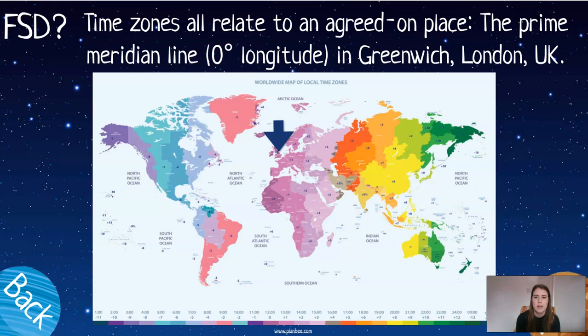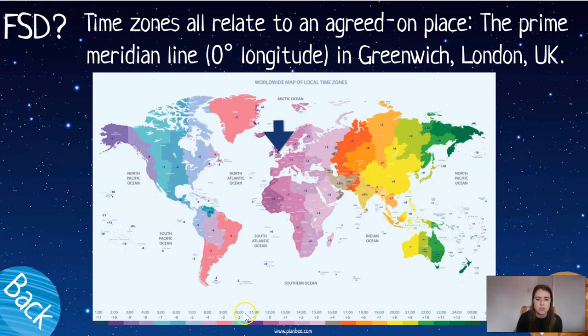So the time zones all relate to an agreed point on our world map. The prime meridian line, which is at 0 degrees longitude, is Greenwich, London, UK. It's like an imaginary line that splits the map all the way down the middle. Okay, so you can see here that it's 0.